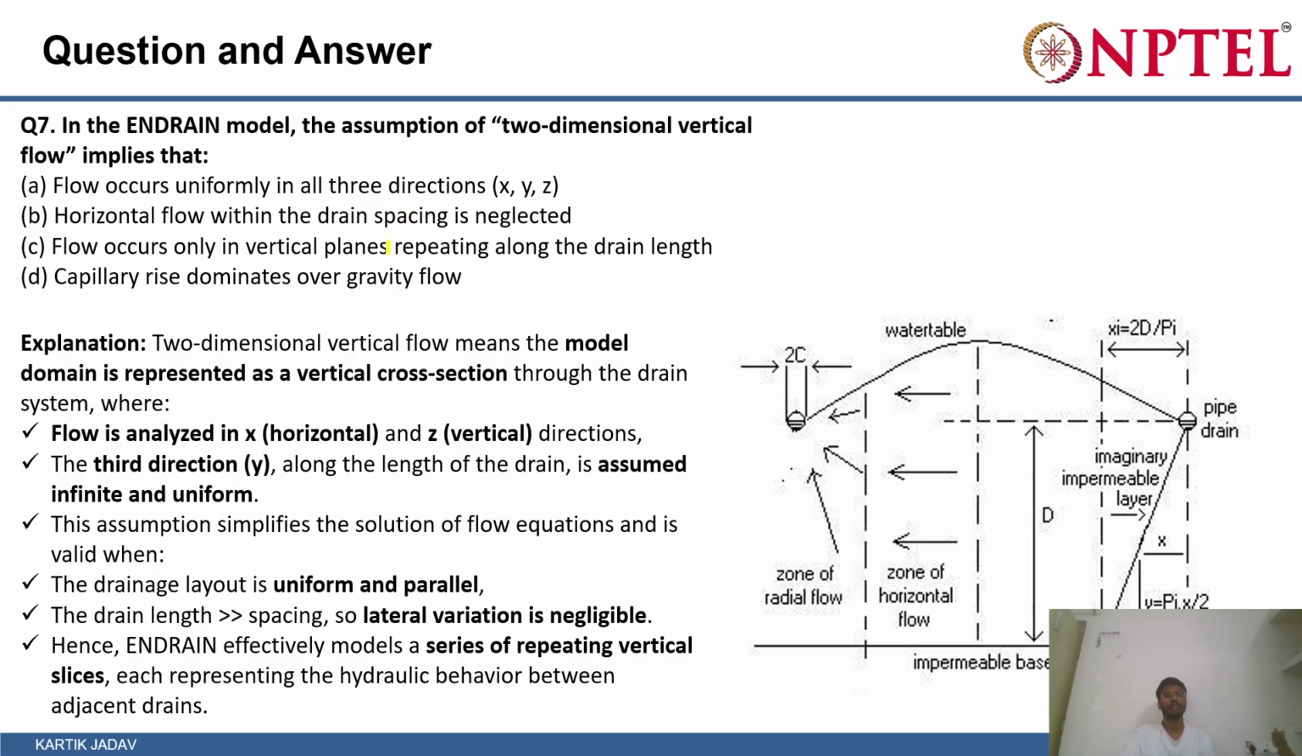Question 7. In the end-drain model, the assumption of two-dimensional vertical flow implies that the model domain is represented as a vertical cross-section through the drain system. Flow is analyzed in the horizontal as well as vertical direction, and the third direction, y, along the length of the drain, is assumed to be infinite and uniform. So there is horizontal and vertical direction flow, and the third direction is along the length of the pipe.